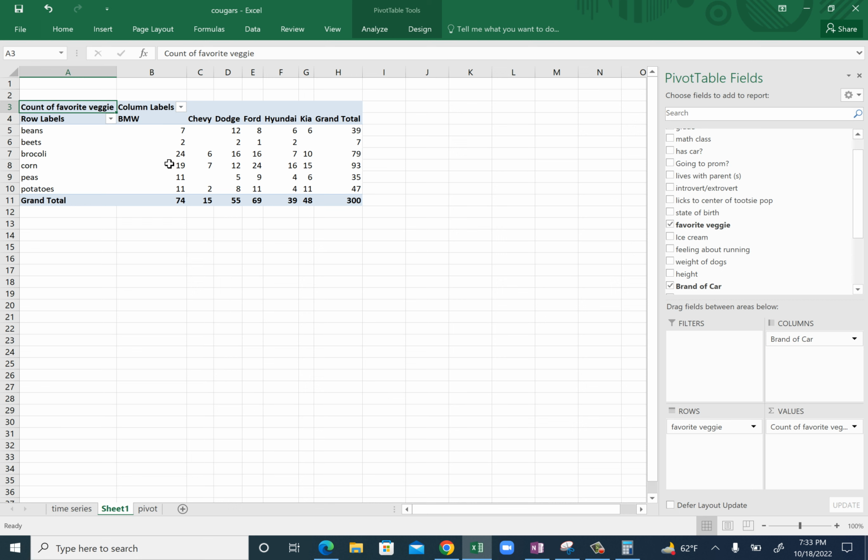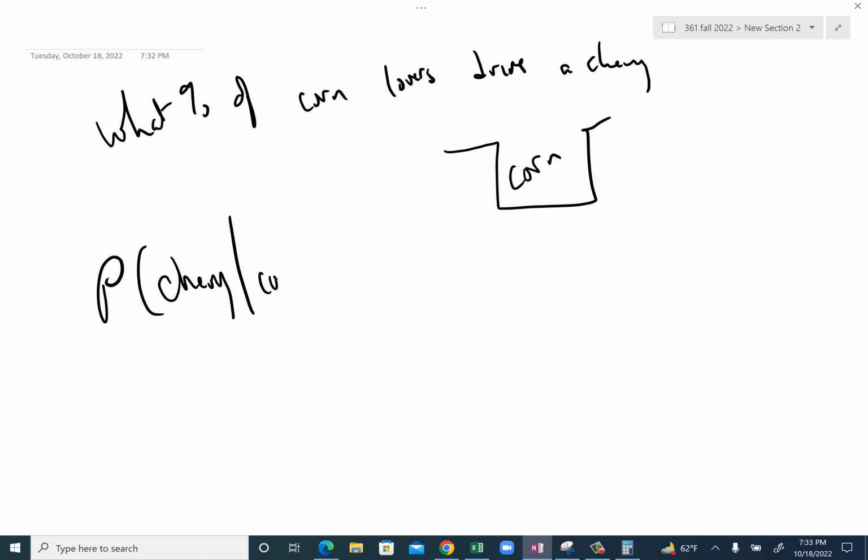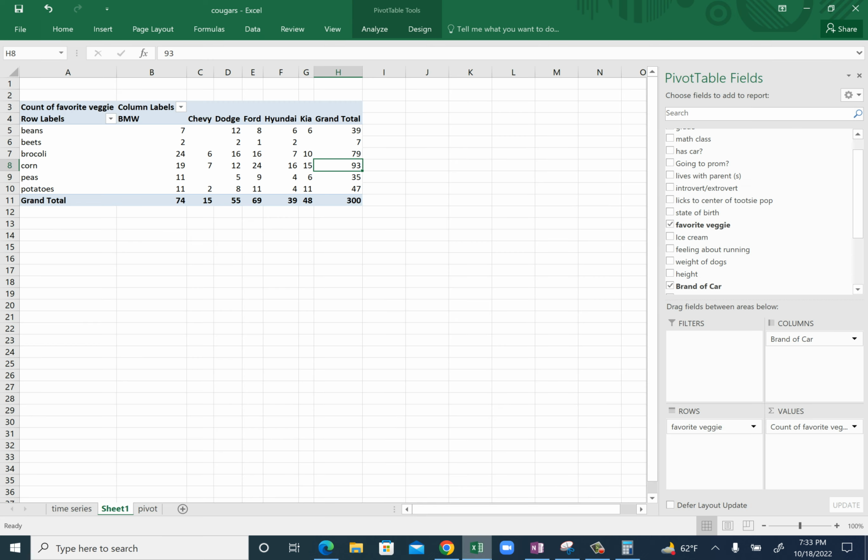So, what percent of corn lovers? There are 93 corn lovers. In fact, corn lovers is who's in my hat. Another way to write this problem, which we just saw a few minutes ago, was Chevy given corn. Because corn is who's in my hat. How many corns? 93. So then if you go back and look at the data set, how many of those are Chevys? 7.